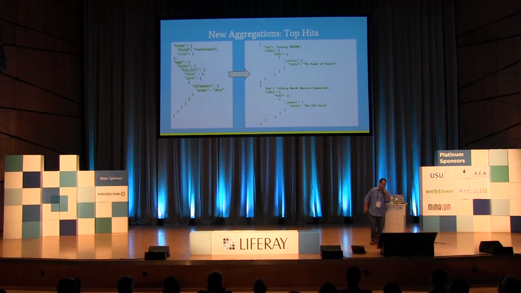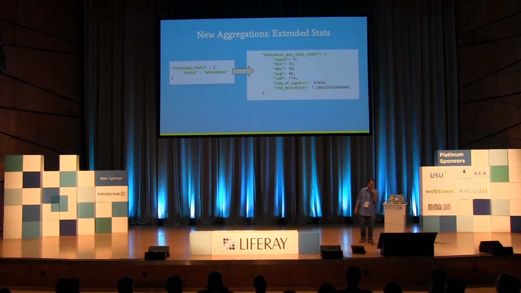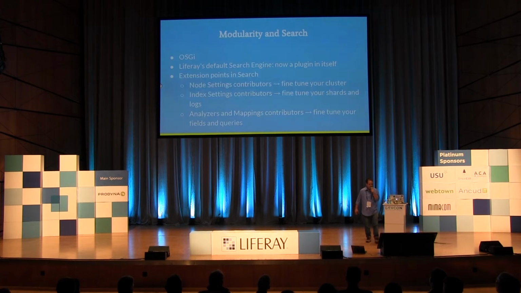And new aggregations, sophisticated calculations like the top hits, where you can ask for all your conferences, and for each one of them, what is the talk with the highest number of attendees? So you don't need to perform one query to get the results and then calculate manually on them. This all happens at the search engine level. Statistics for the grouped results. Lots of them.